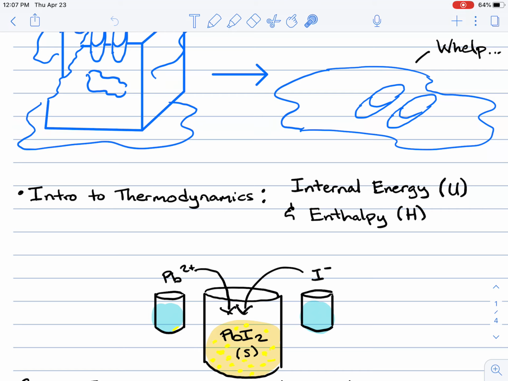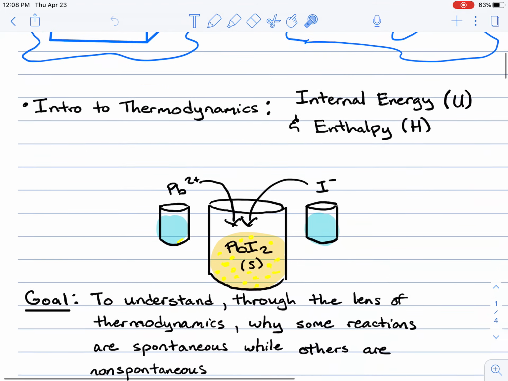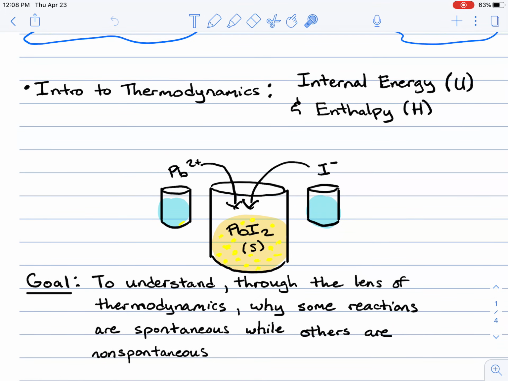So very similar to the question that the ice cube posed, why does the mixture of lead-2 ion and iodide ion spontaneously produce this precipitate? What underlying factor enables the spontaneous formation of the precipitate to occur? And so overall, that is the main point of this chapter.